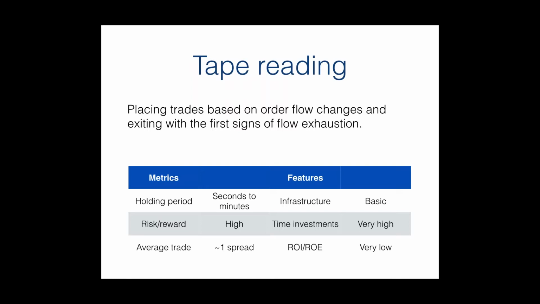The idea here is to place trades, basing trading decisions on order flow changes and exiting with the first signs of flow exhaustion. Now let's look at our metrics and features. Holding period here is very brief, seconds to maximum minutes. And the ratio of risk to reward is very high. And the average trade is very low.